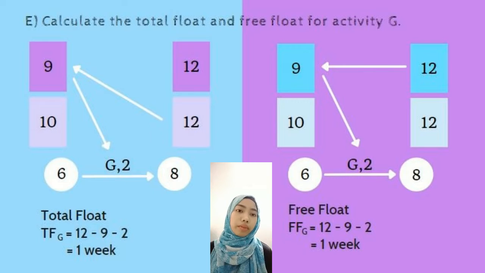As for free float or FF for activity G, the calculation is EET of event 8 minus EET of event 6 minus the duration of activity G, which is 2, so it will be 12 minus 9 minus 2 equal to 1 week. So the free float for activity G is equal to 1 week.